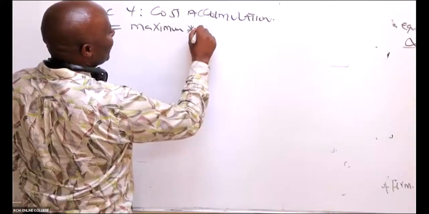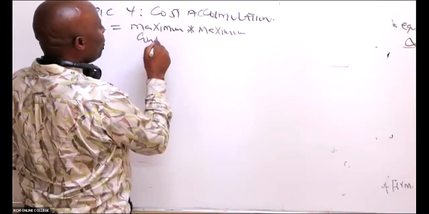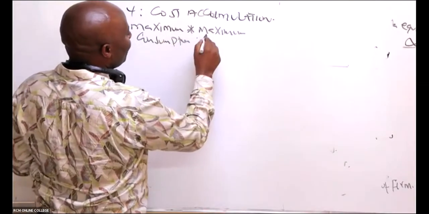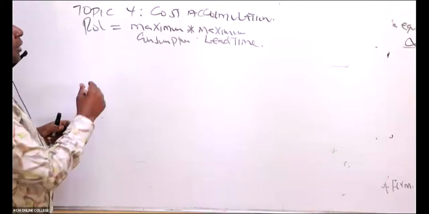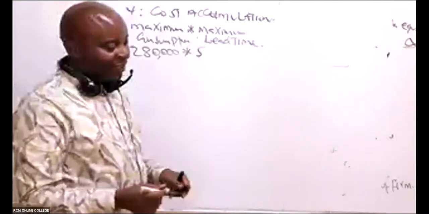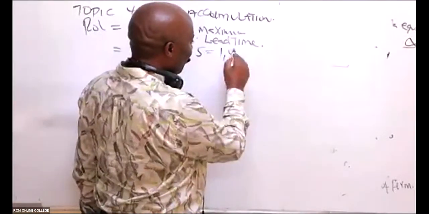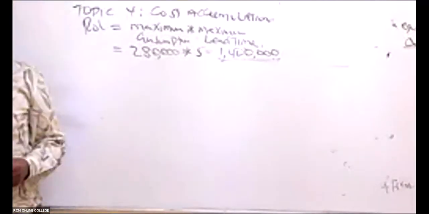So reorder level is maxi: maximum consumption times maximum reorder period, or lead time, one and the same. The maximum consumption you guys were able to give me is 280,000. From the question, the maximum lead time is 5 months. 280,000 times 5 gives us 1.4 million. Some great amount of money, isn't it? But remember, these are units. Is there somebody who expects anything for them? Not me. That is now your work.